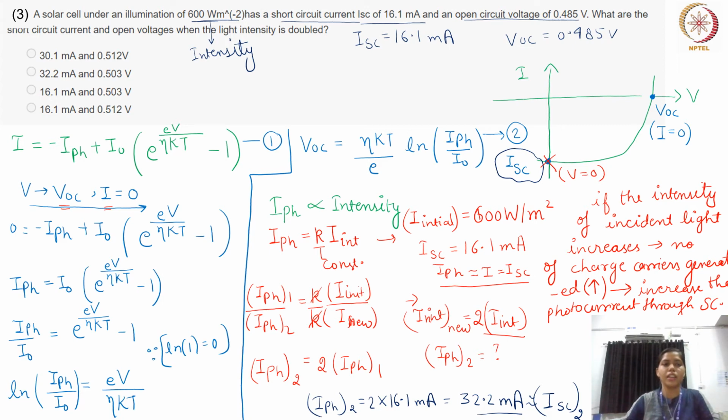So out of these, you can see the only correct option which is giving you this answer is option number 2, that is 32.2 milliampere. So this will be the correct option for this question.